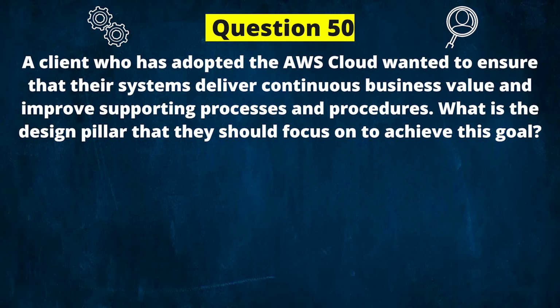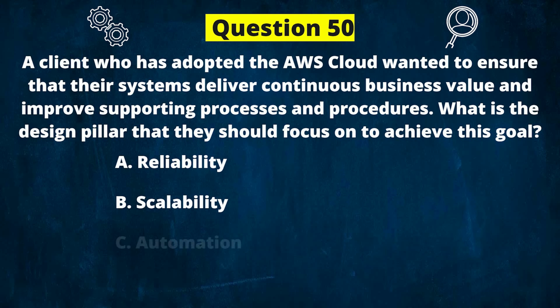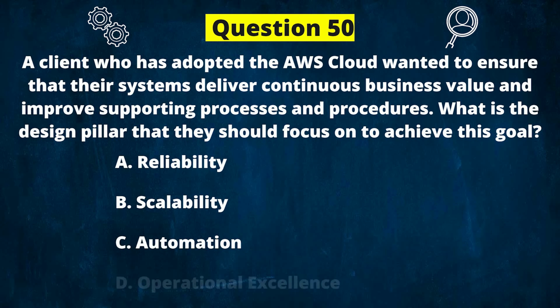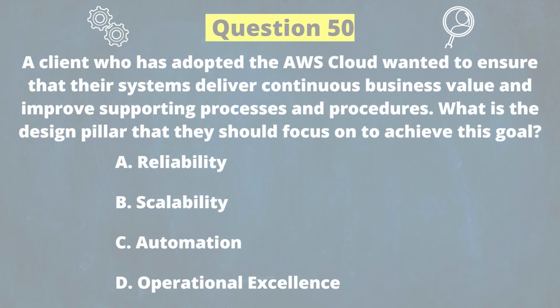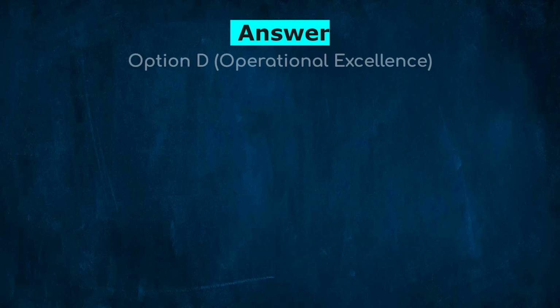Next question. A client who has adopted the AWS cloud wanted to ensure that their systems deliver continuous business value and improve supporting processes and procedures. What is the design pillar that they should focus on to achieve this goal? And the options are A. Reliability, B. Scalability, C. Automation, D. Operational excellence. And the correct answer is option D.